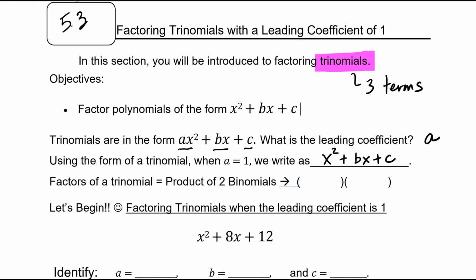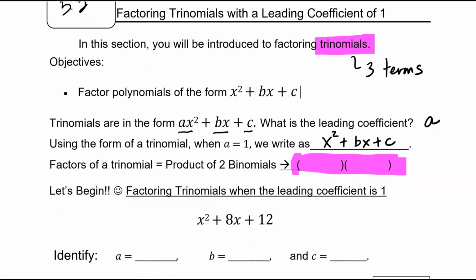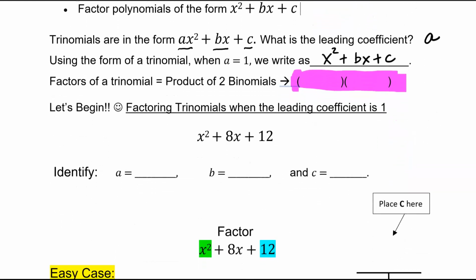Factors of a trinomial will equal the product of 2 binomials. So you're going to see 2 parentheses, and this would be 2 binomials multiplied times each other. These are the type of trinomials we're going to deal with in this lesson, where we are factoring the trinomial and the answer will result in 2 binomials. So let's begin factoring trinomials when the leading coefficient is 1.